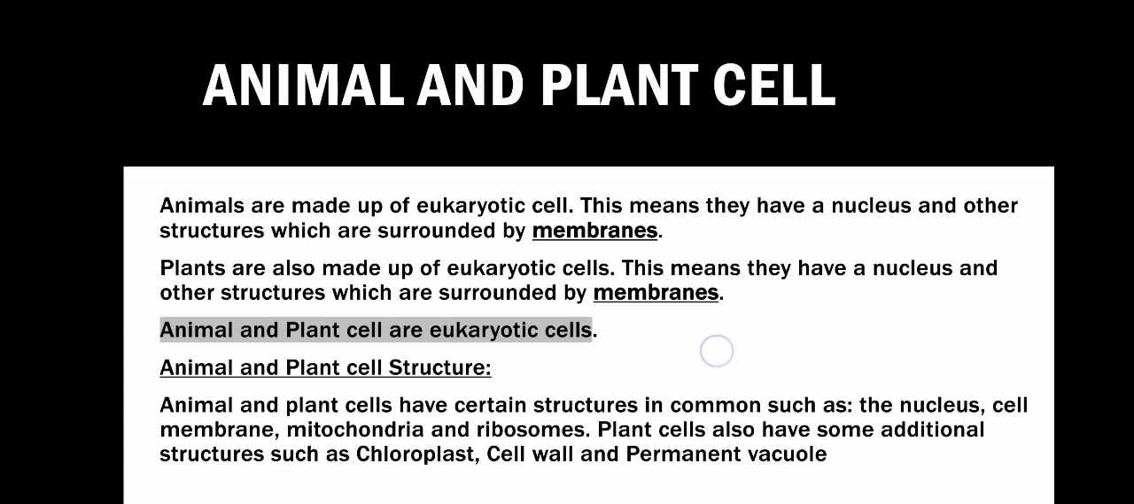Now, animal and plant cell structure. Animal and plant cells have certain structures in common, such as the nucleus, cell membrane, mitochondria, and ribosomes. Plant cells also have some additional structures, such as chloroplasts, cell wall, and permanent vacuole.